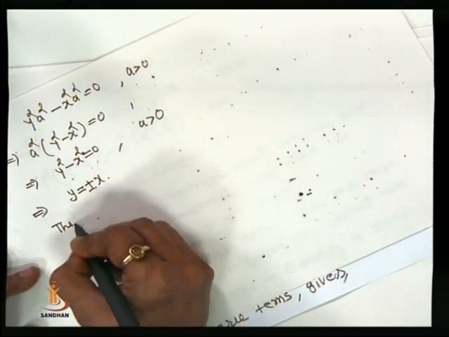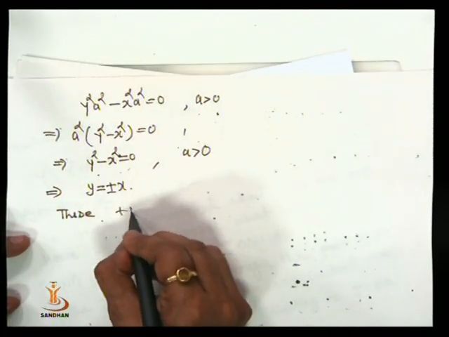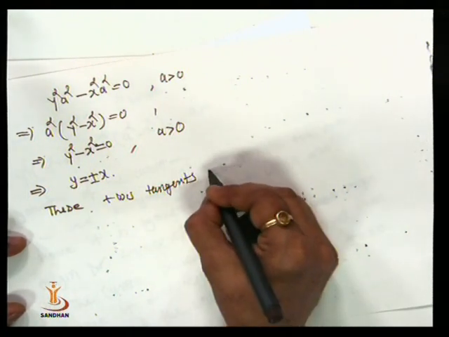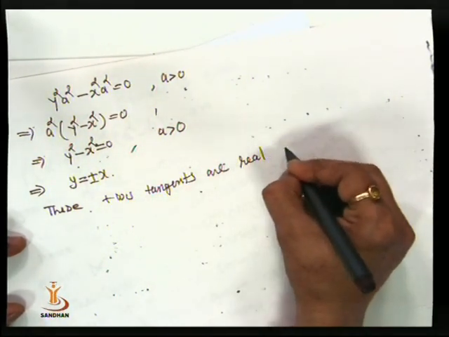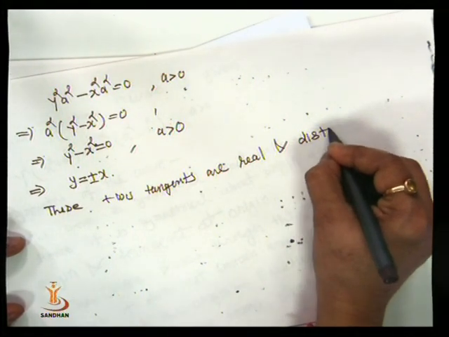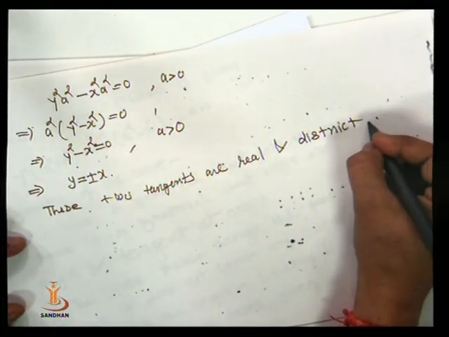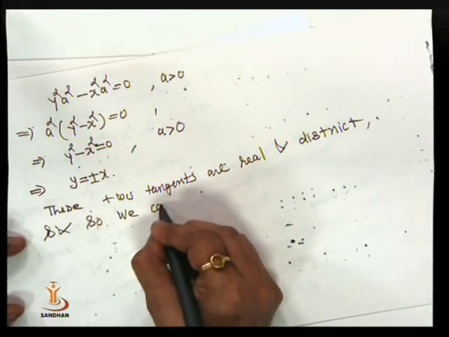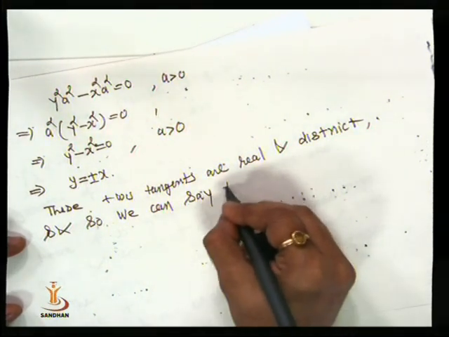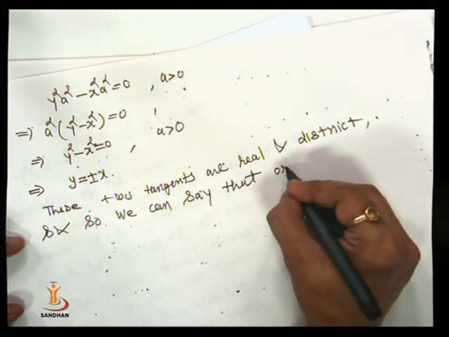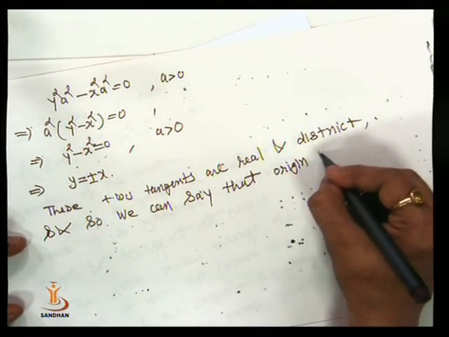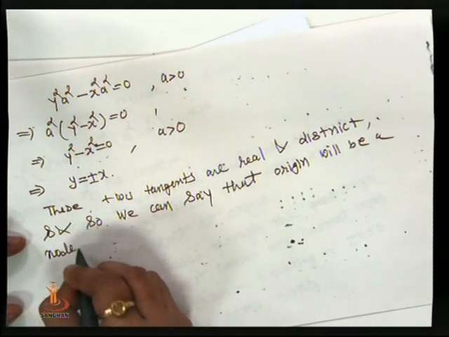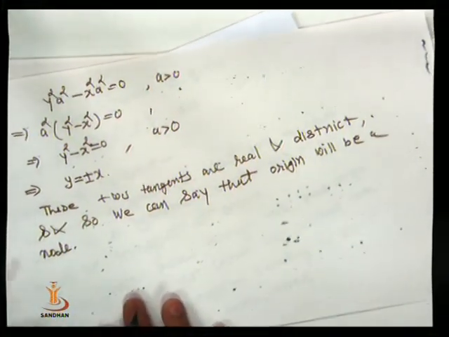These two tangents are real and distinct, and so we can say that origin will be a node. Thus we have determined the nature of the origin.